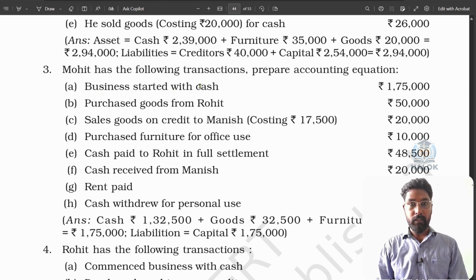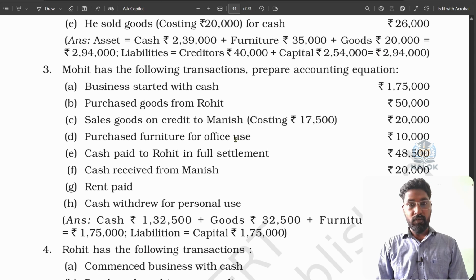So business started with the cash. So we have a cash in an asset. Purchased goods from Rohit. Okay. So goods is an asset. Sales goods on credit to Manish. So there is a word credit. So we are selling goods to Manish on credit basis. So Manish is the debtor to us. So this affects the asset section.